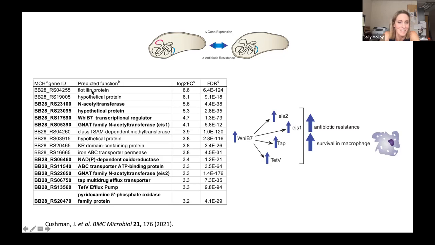I'm just going to sneak in this most regulated gene in the set was a flotilin protein that was upregulated 100-fold. I don't have time to talk about it, but I'm super interested in this gene. And if anyone knows a lot about flotilin proteins, I'd love to chat with you more.